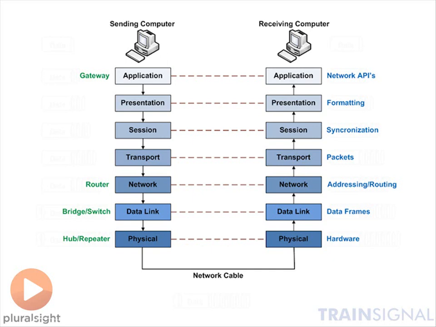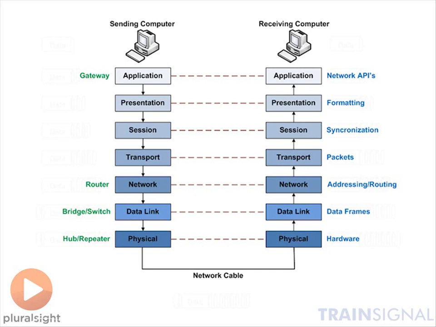A router has much more sophistication than a bridge or a switch in the sense that it can have very complex routing tables and can use something called an IP address to really see how to navigate a packet from one place to another through different networks. And that all takes place at the network layer where we have addressing and routing.